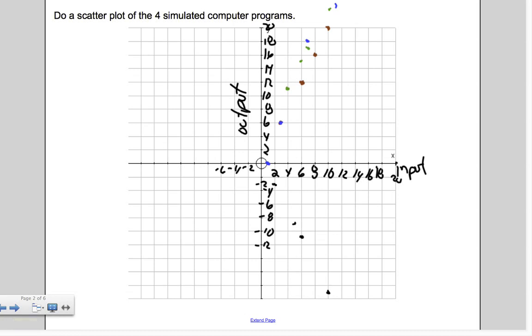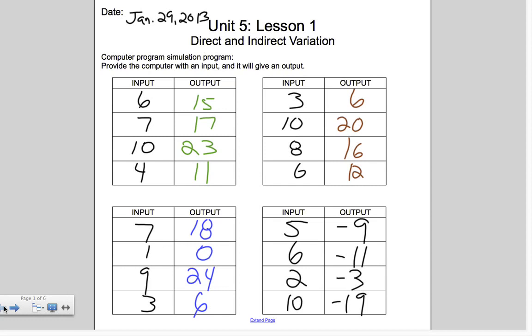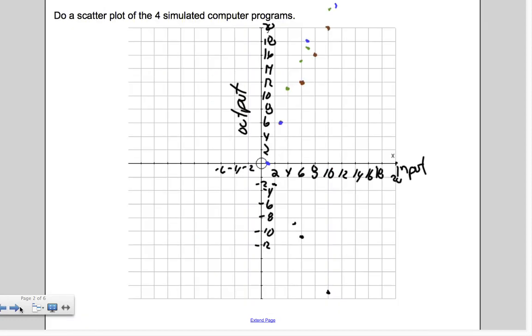Wait, if it's going negative, which one is it going? Well, the input was still 5. So in this one went 5 over. And then it goes negative 9 down, which brings us to here. So instead of going up before, now we go down because it's negative 9. Because the negative values are below our x-axis.